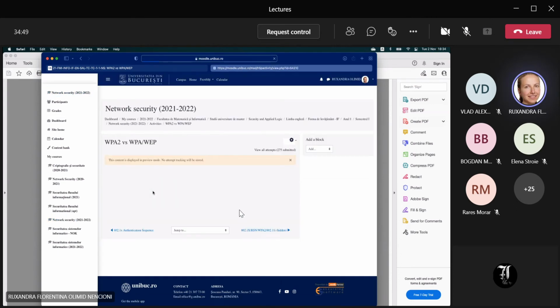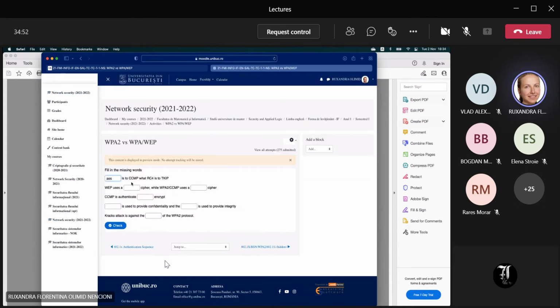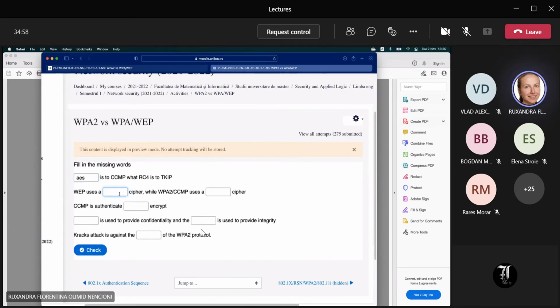What is not working anymore? AES is for CCMP. What is RC4 to TKIP? Okay, perfect. WEP uses a stream cipher, while WPA2 or CCMP uses a block cipher. Perfect. The stream cipher and the block cipher. This is again something that I expect you to know. What is a stream cipher? What is a block cipher? RC4 is a stream cipher, and CCMP uses AES, and AES is a block cipher.